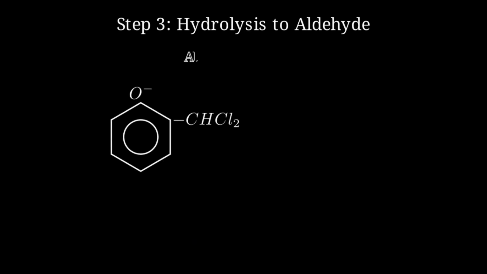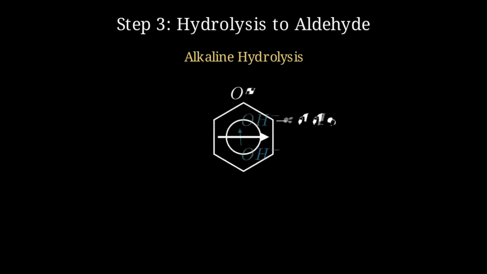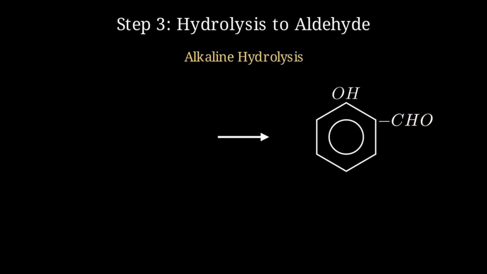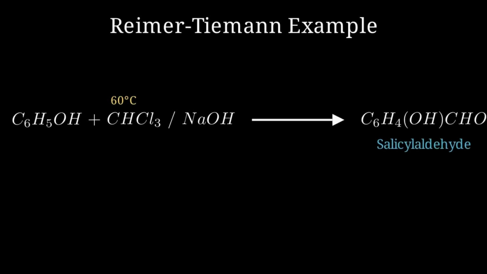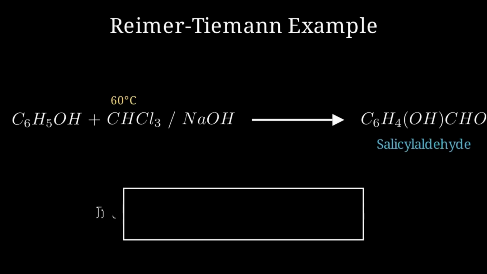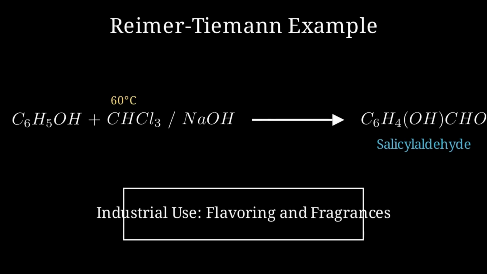The resulting dichloromethyl group undergoes hydrolysis in the basic medium. Two chlorine atoms are replaced by hydroxyl groups on the same carbon, which then loses water to form the final aldehyde functional group. In a practical setting, heating phenol with chloroform and sodium hydroxide at 60 degrees Celsius yields salicylaldehyde. This compound is a vital precursor in the synthesis of perfumes and various pharmaceutical agents.